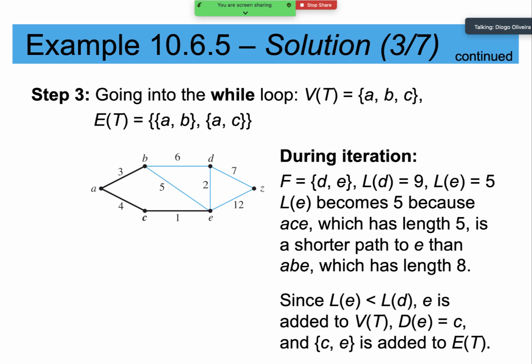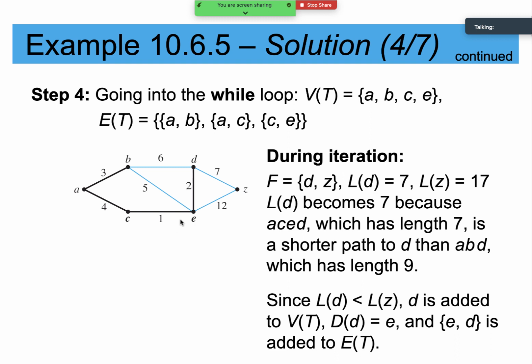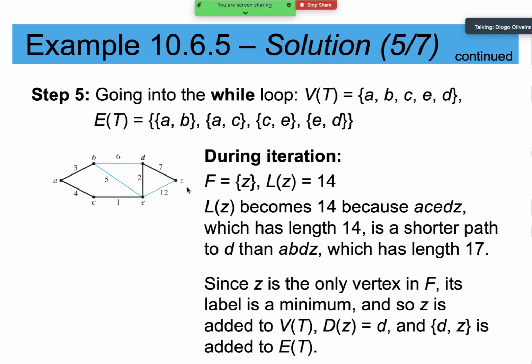But when we analyze that from A to C is 4, and then from C to E is 1, what do we have here? That's 5. Okay. Then we go here, and then we get to the destination, which will give us 14. Right?